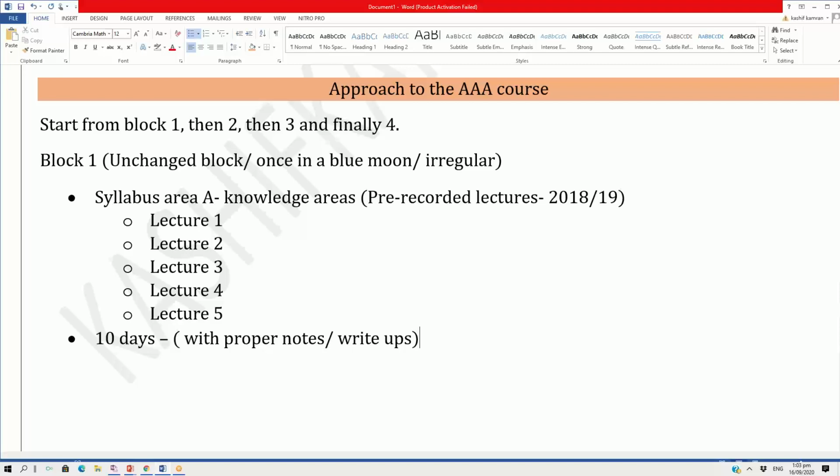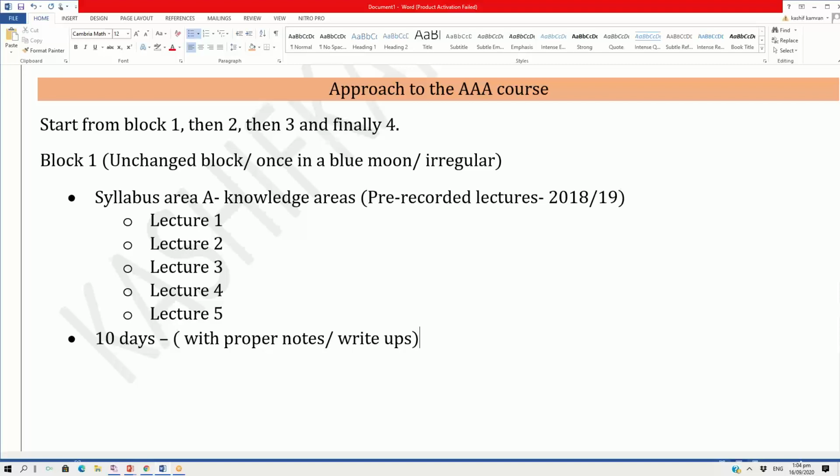You can take a box file and put them in order in the box file: this is lecture 1, I've done it, I've made my notes. Lecture 2, done it, made my notes. Lecture 3, done it, made my notes. This is how you should be going in a sequential manner through block 1. The same strategy will apply to block 2, block 3, block 4. For every lecture I share, I'll be giving you my support file, and things will go in the same manner ahead.